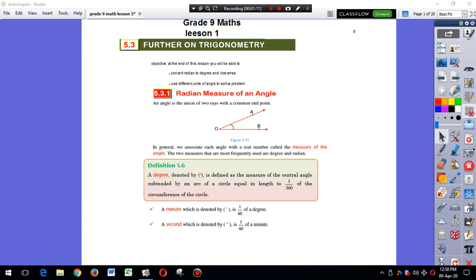A degree, denoted by the symbol displayed in definition 5.6, is defined as the measure of the central angle subtended by an arc of a circle equal in length to 1 over 360 of the circumference of the circle. The other measurements of angle are minute and second. A minute, denoted by a single quotation mark, is 1 over 60 of a degree, and a second, denoted by a double quotation mark, is 1 over 60 of a minute.